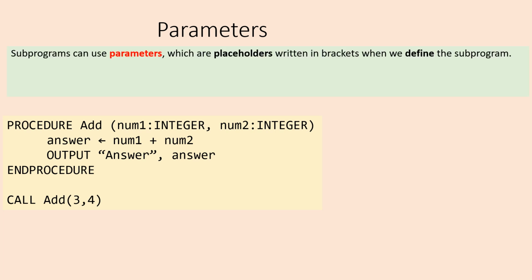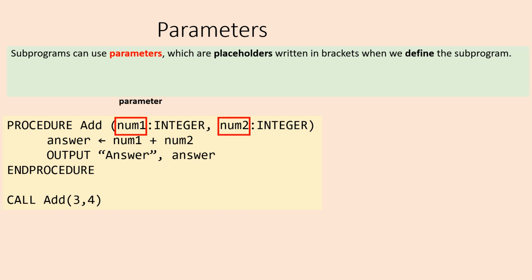Subprograms use parameters, and these are placeholders written in the brackets when we define the subprogram. This first line here is our definition. It's a procedure, so we've stated that. It's called add, and then in brackets here are our parameters, and they act as placeholders. The first one we've called num1. You can call it whatever you want, but it makes sense to call it something meaningful. So num1 will be number 1, and that's a parameter.